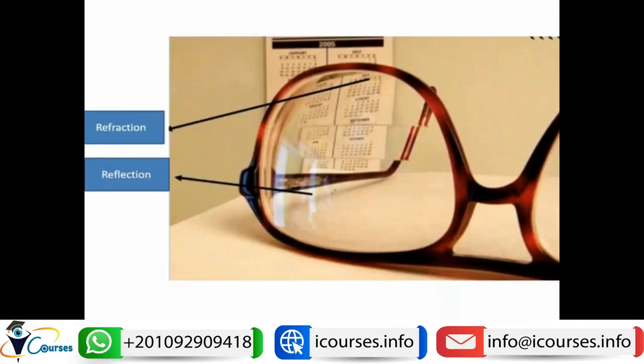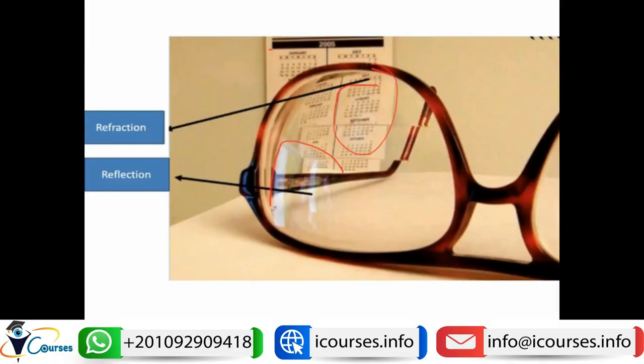This is a nice photo that shows both reflection and refraction. You can see this calendar through this lens, and the image is bent, with a change in size and a change in direction. So in this part of the glasses, the image has undergone refraction.